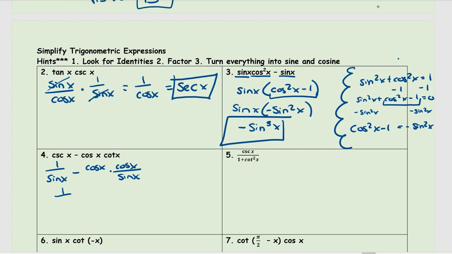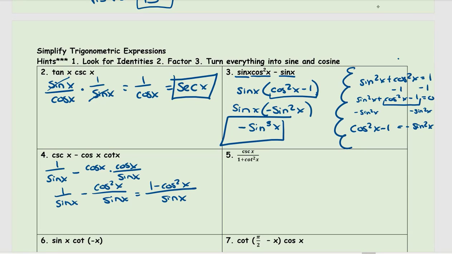So now I have 1 over sine of x, and I'm going to multiply these together. Now I have cosine squared over x, sine of x. Now, lucky for us, we already have the common denominator. So now we have 1 minus cosine squared x over sine of x. Now, what is 1 minus cosine squared x?